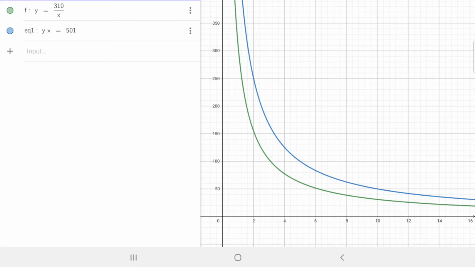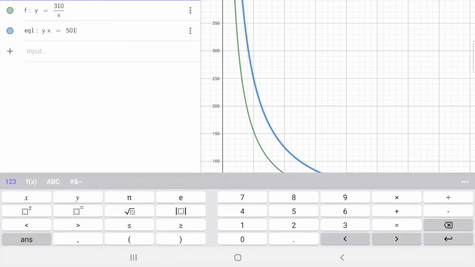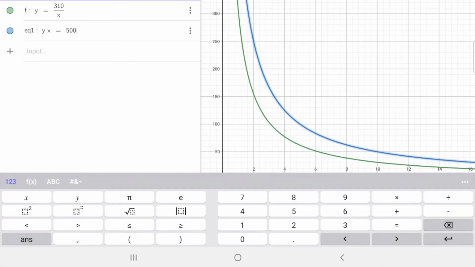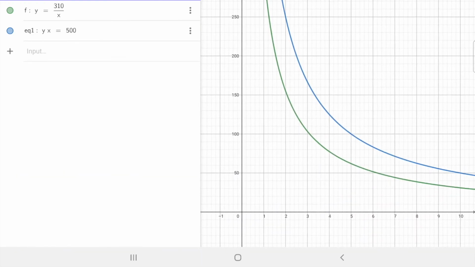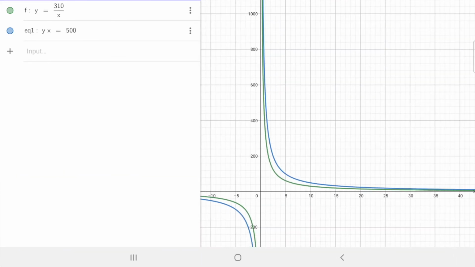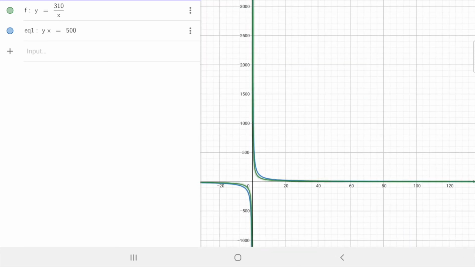Okay, so the smaller one is the green one, the 310 is the green one, the 500 is the blue one. I'm not sure if it's 501, it's supposed to be 500. Not going to change anything, let's just fix it up. So that's the blue one. And you'll see that obviously there's a distance between the two. And if we zoom out enough, it looks like they are touching, right?